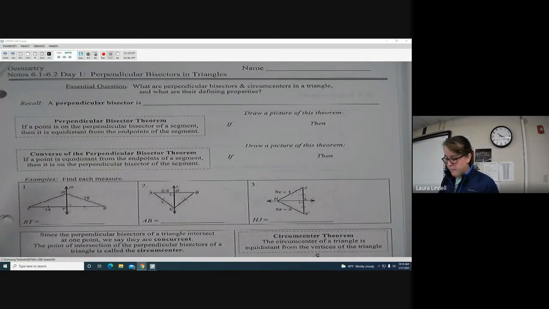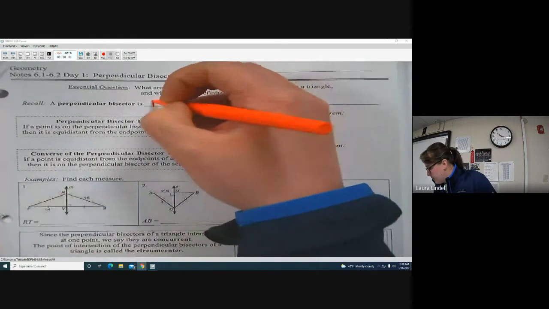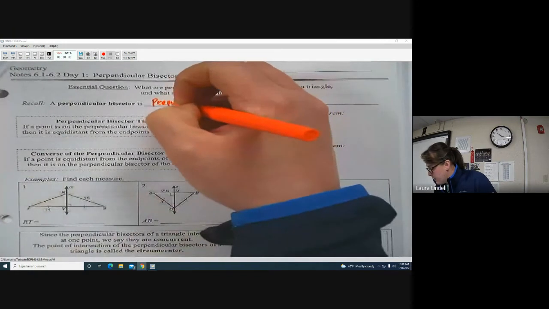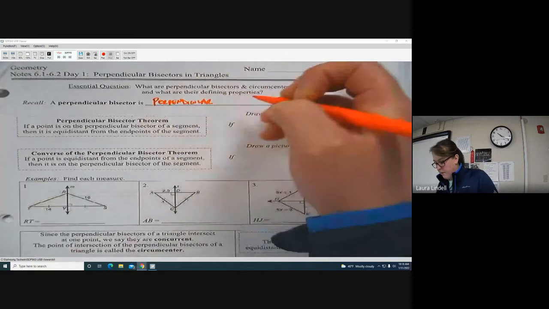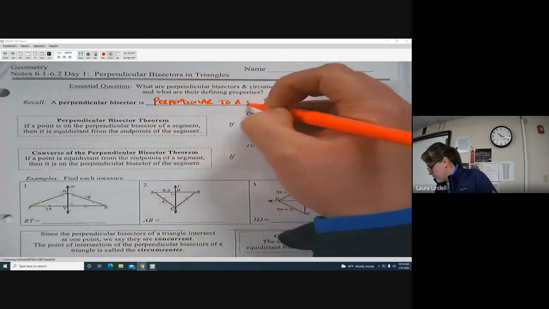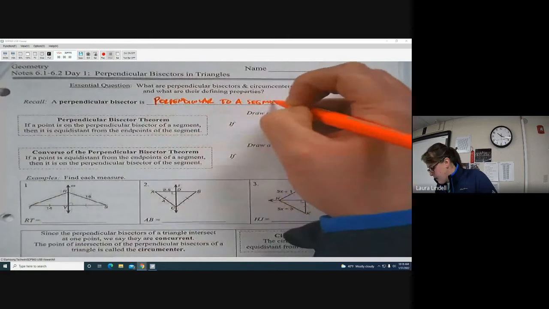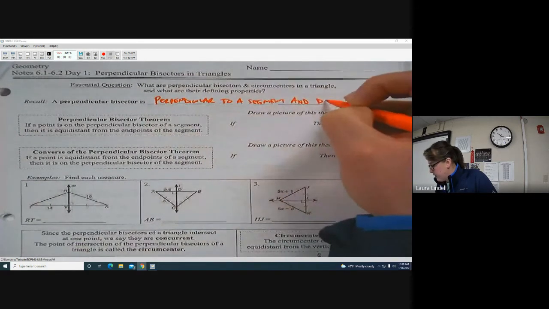So hopefully we remember. But if we don't, it is perpendicular, so that means it meets up at 90 degrees to a segment and divides it into two equal pieces.